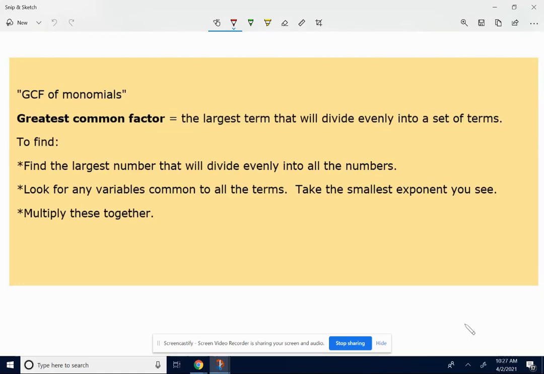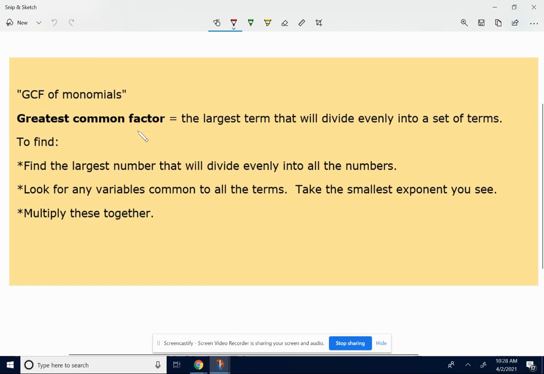Okay, this lesson is over finding the greatest common factor of monomials. A greatest common factor is just the largest term that will divide evenly into a set of other terms. You guys know the greatest common factor before you've done it is just a number. We're going to do a greatest common factor of numbers with variables. It's not that much different.